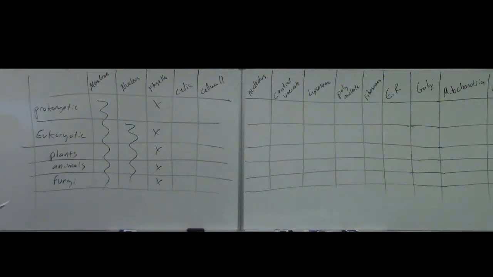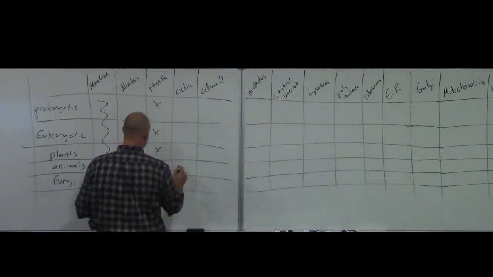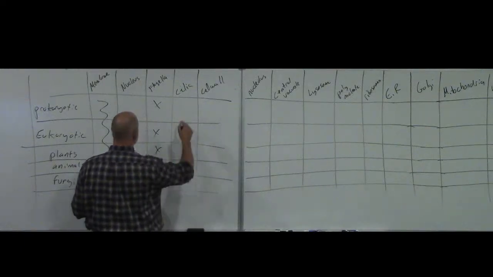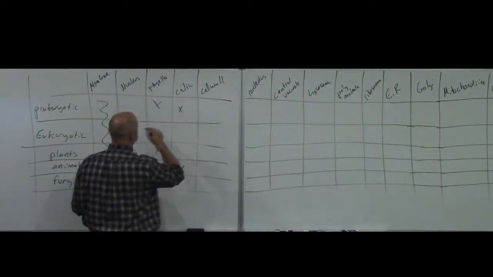Cilia. Animal cells, definitely in animal cells. They're in some prokaryotes. Cell wall. Where will I find a cell wall? Everywhere except for prokaryotes. Everybody but animals. Good.